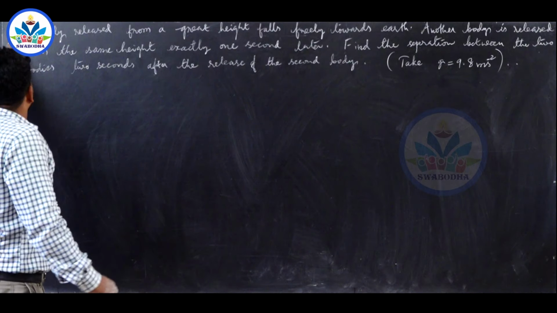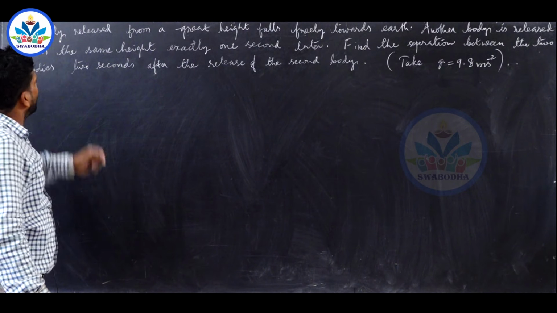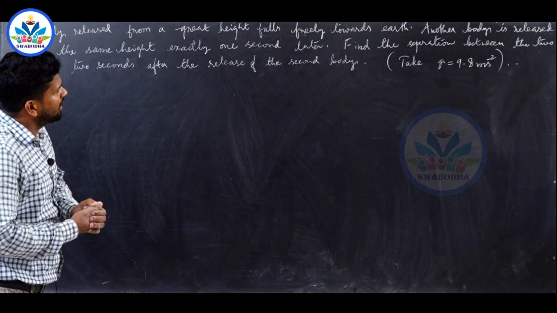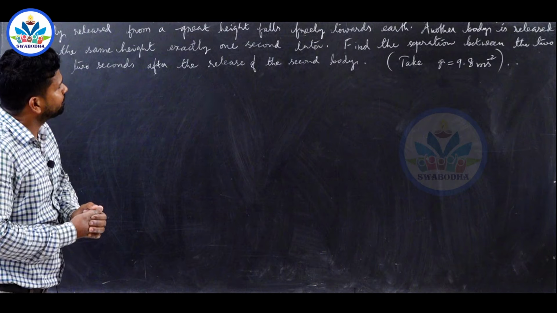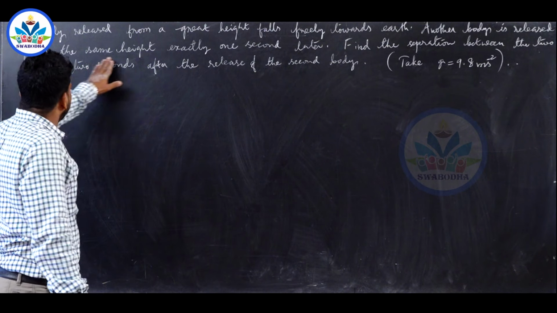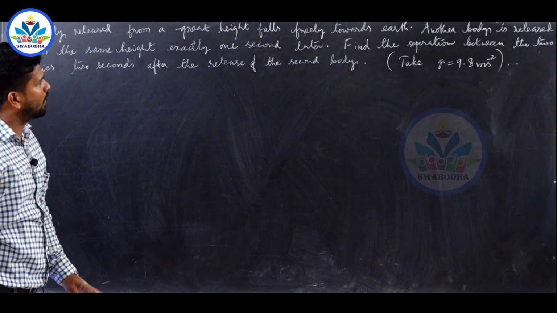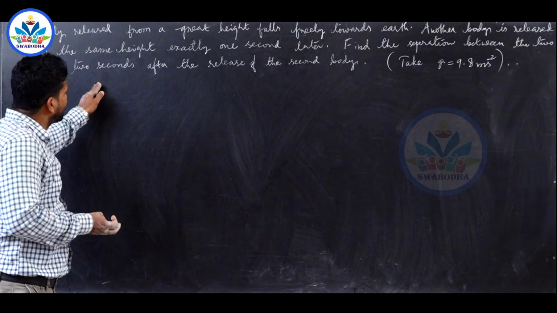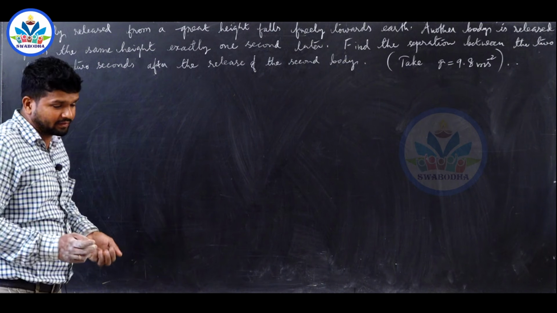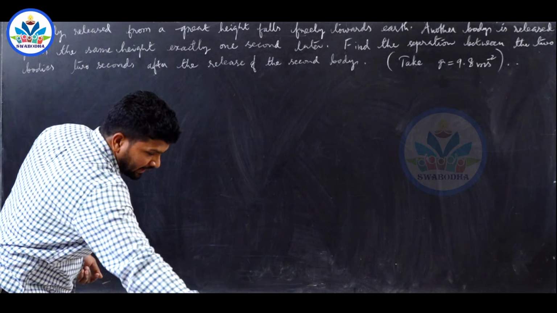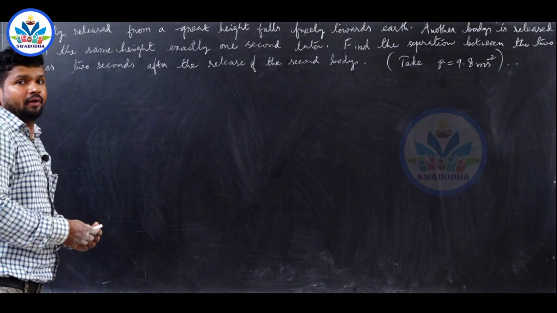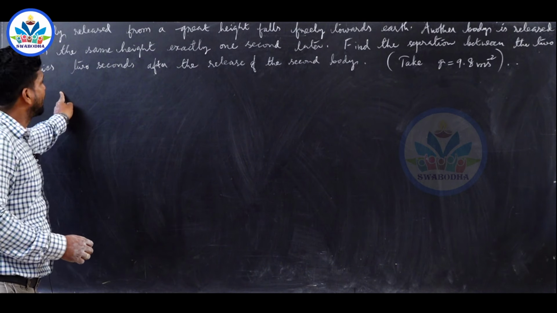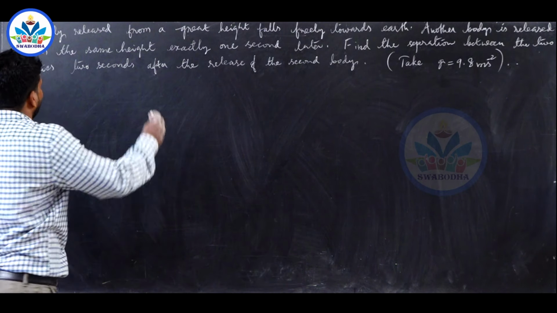Sixth problem. Let me read. A body released from a great height falls freely towards earth. Another body is released from the same height exactly 1 second later. Find the separation between the two bodies 2 seconds after the release of the second body. So while solving problems, please note, you must read the problem carefully. You must be extremely careful.